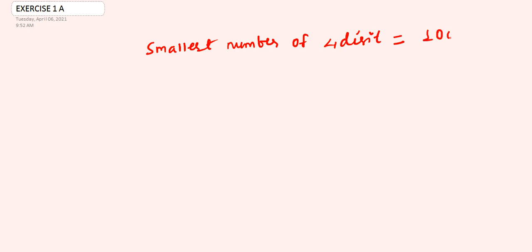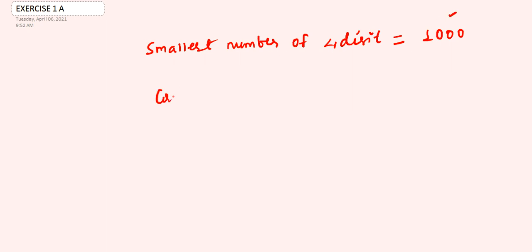Okay, so in fill up question number 1 you can solve. The question number 2 is the difference between smallest number of 4 digits and greatest number of 3 digits. So as you know, smallest number of 4 digits is what? Start by 1 and 0 0 0. So the smallest number of 4 digits is 1000.